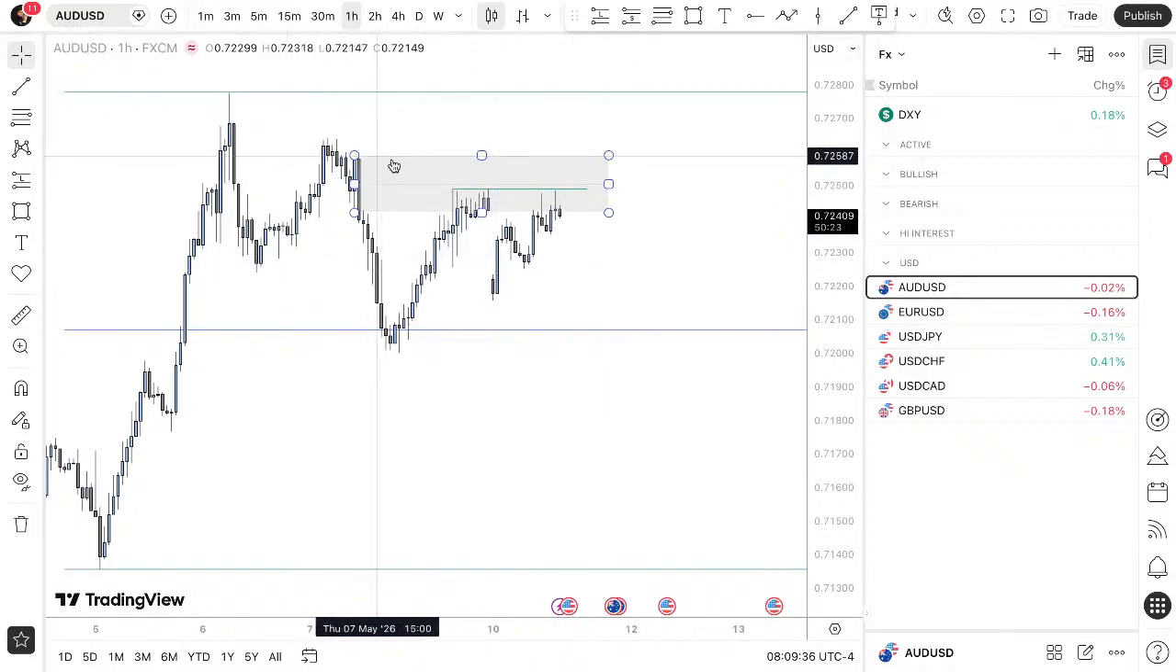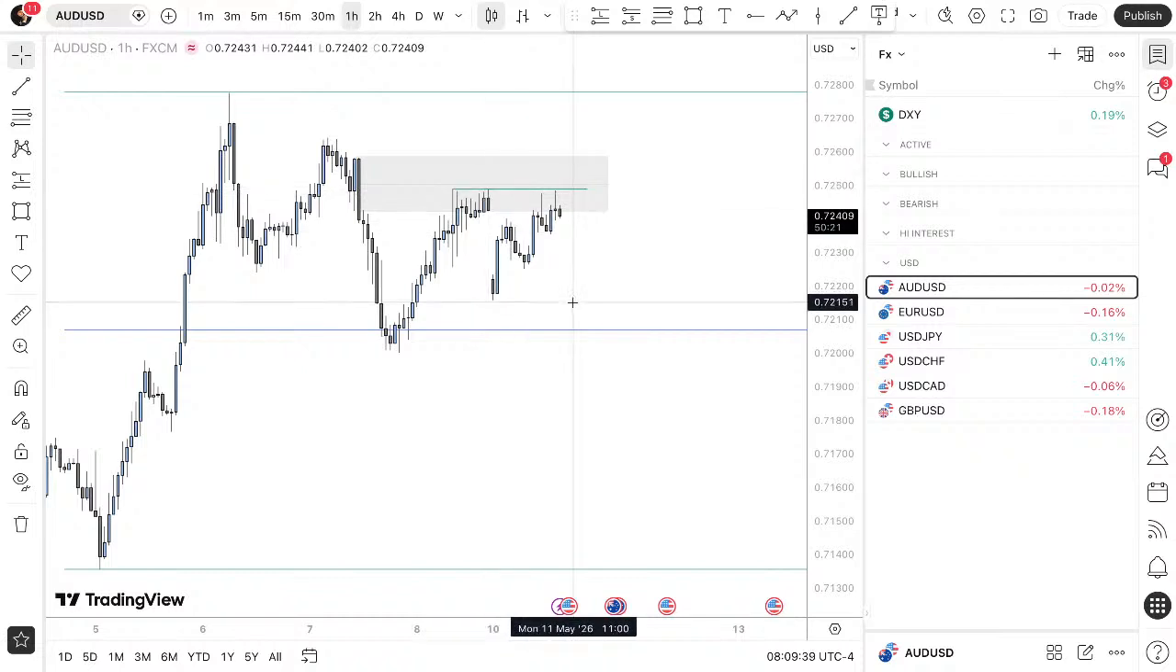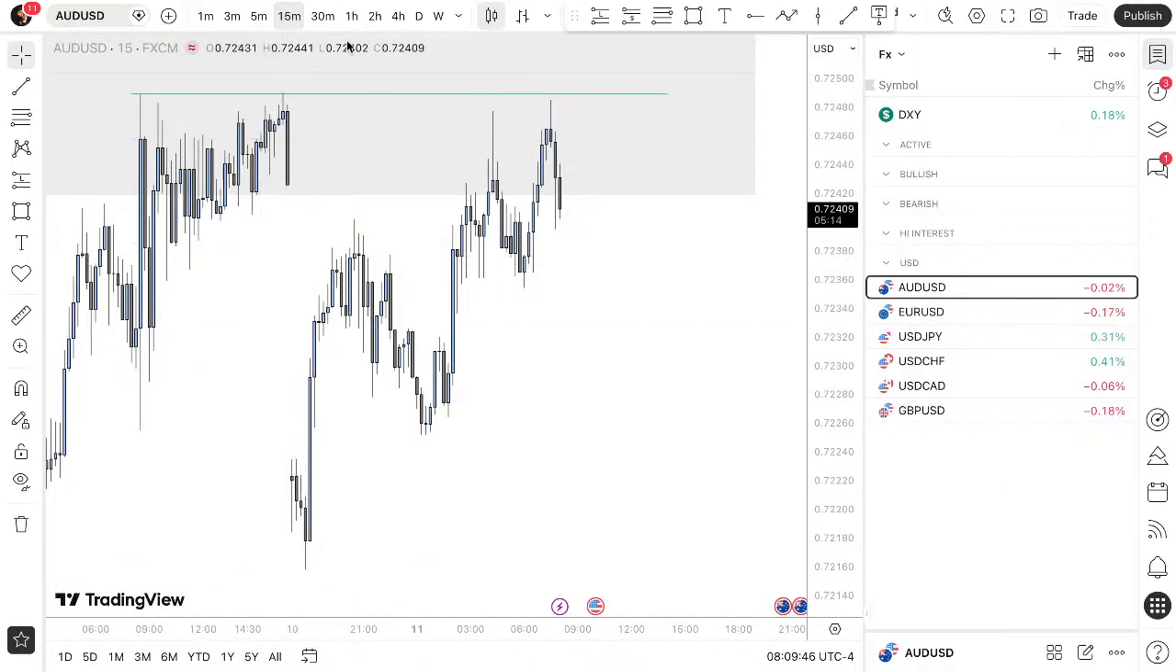See, we got to the midpoint, roughly about the midpoint of that order block before we did what we did. Now, markets open in 30 minutes. But let's look at the midnight open really quickly.